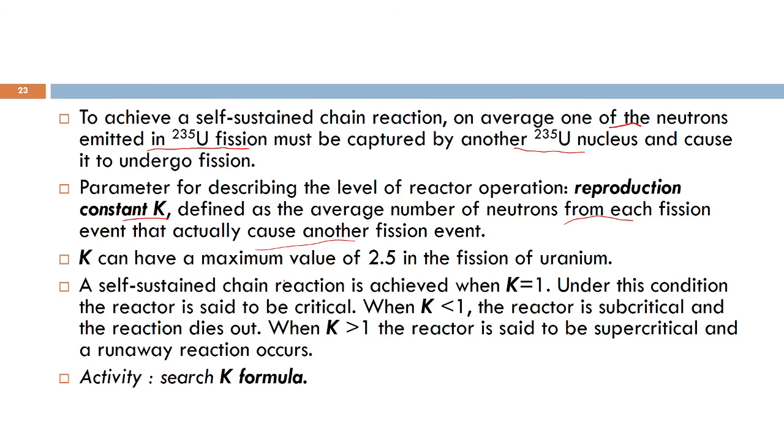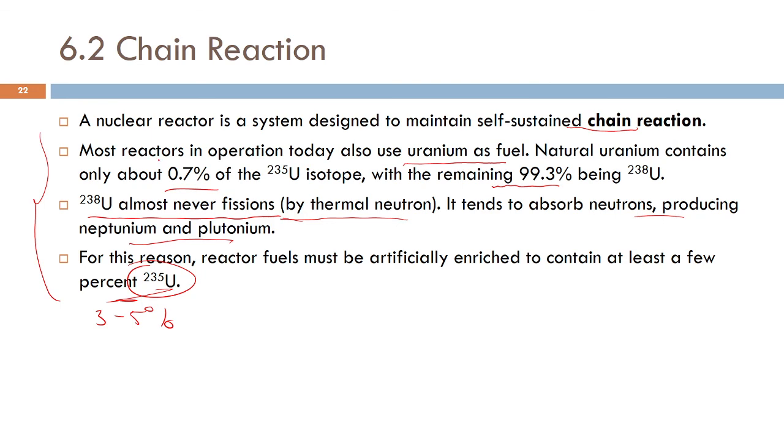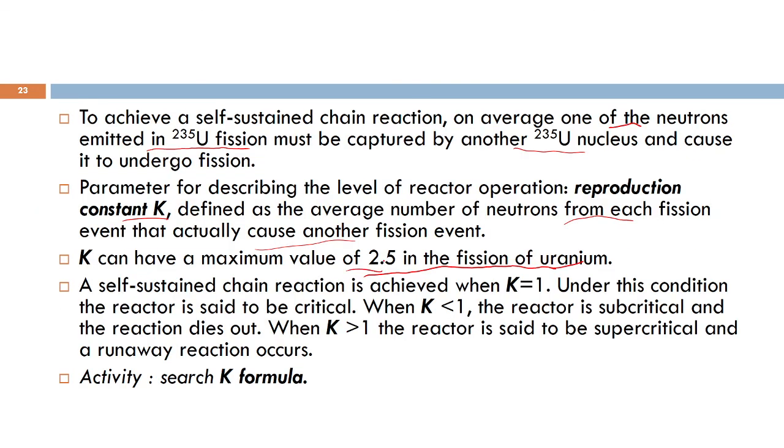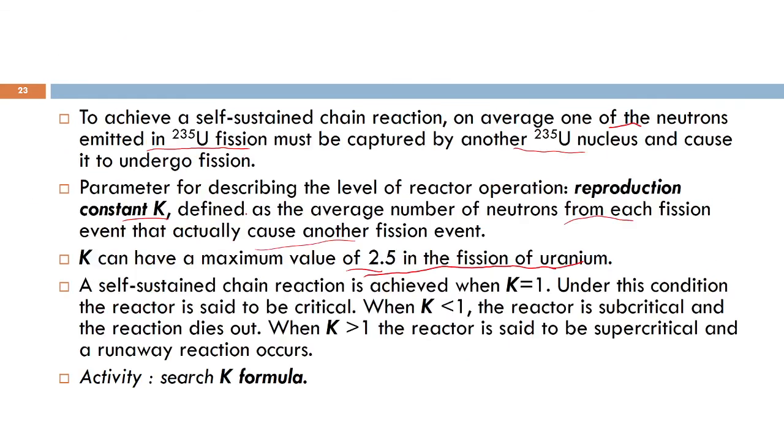So K can have a maximum value of 2.5 in a fission of uranium. It means that 1 uranium-235 produces on average 2.5 neutrons, the same meaning as this statement. For a self-sustained chain reaction, you need to maintain K equal to 1, which means that 1 neutron produced will cause 1 fission after that.